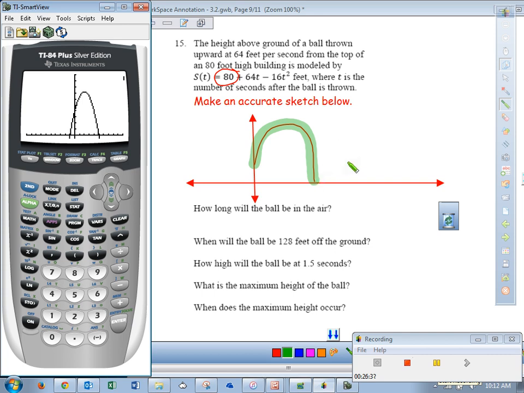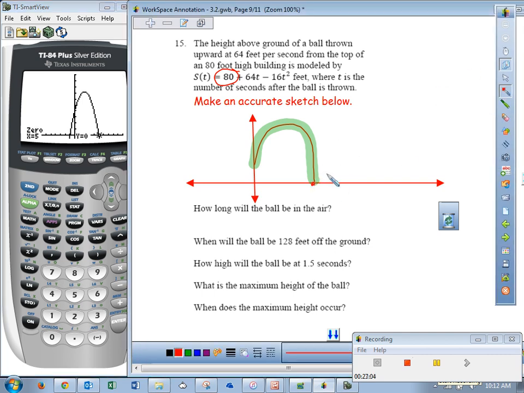So I'm going to put that on my sketch. That's why it's called an accurate sketch, 5, 0. How long was it in the air then? What does that mean to us? 5, go back, read label, seconds.